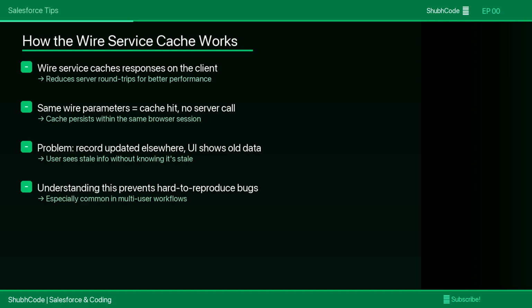When you wire a property to a Salesforce data source, the first request goes to the server and gets stored locally. Subsequent requests for the same data might come from that local cache instead of going back to the server. This is by design. It makes the UI feel faster. But it means that if the underlying record was updated by someone else or by a process, your component might not show the latest version immediately.